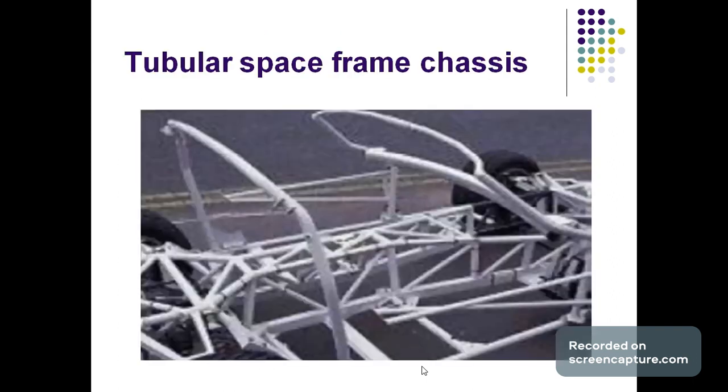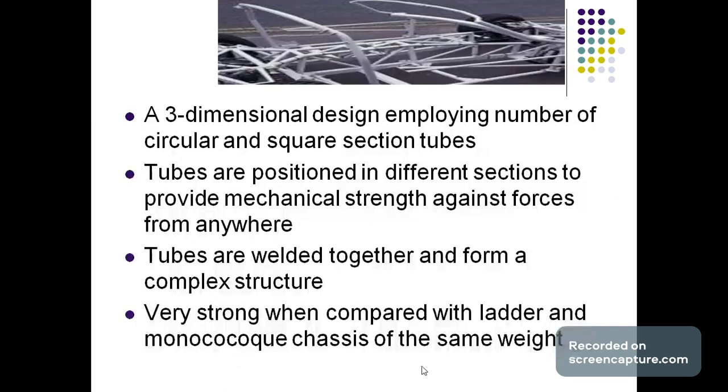The next type of chassis is the tubular space frame chassis. It is a three-dimensional design employing a number of circular and square section tubes. Tubes are positioned in different sections to provide mechanical strength against forces from anywhere. Tubes are welded together and form a complex structure.